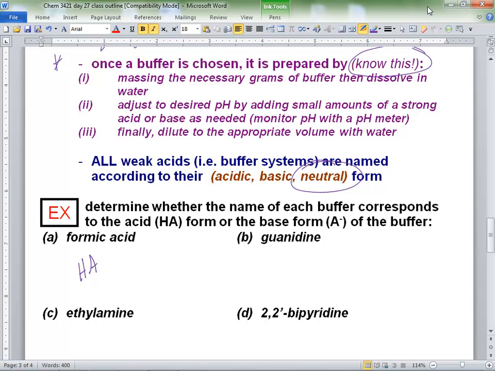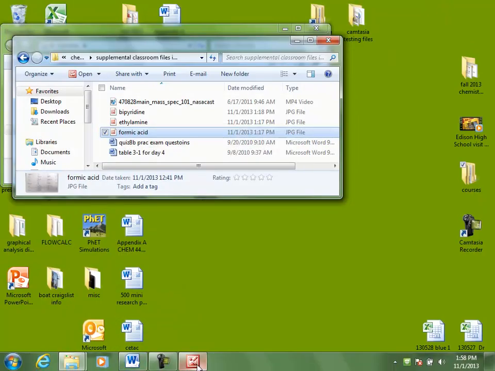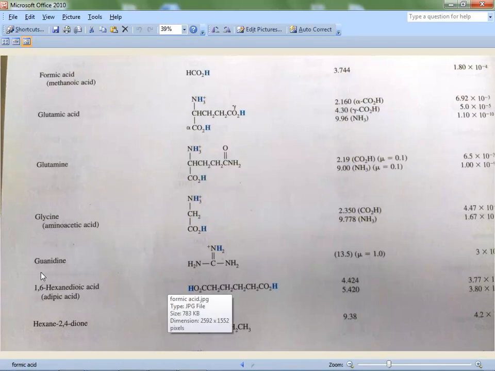Guanidine. Where's guanidine? I think that was on the bottom. Here's guanidine. How many acidic hydrogens does guanidine have? Oh, I see what you're saying. There's a little subscript 2 on it, but there's only one pKa listed. So it only has one acidic hydrogen. But that's just an extra question.